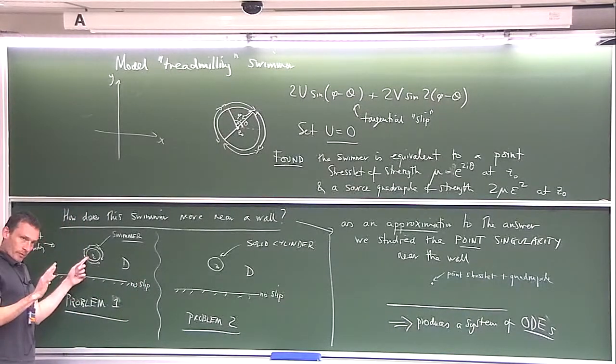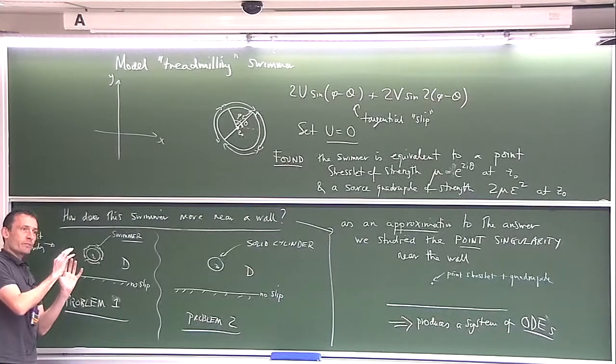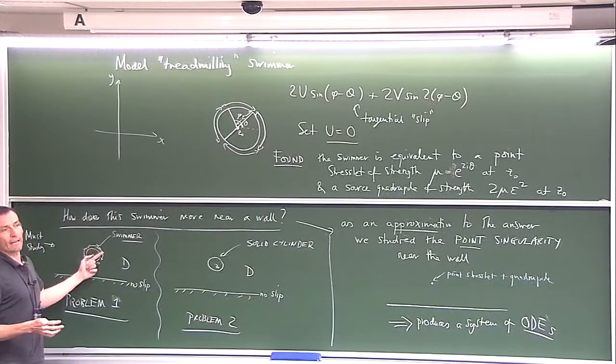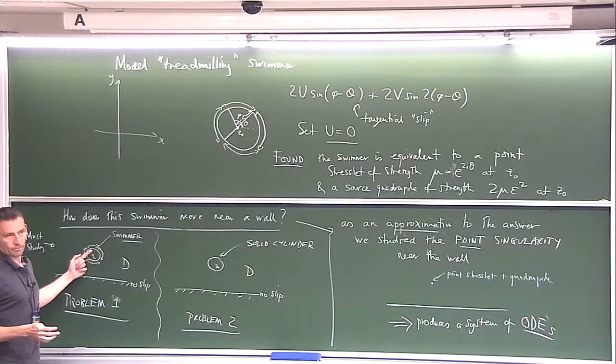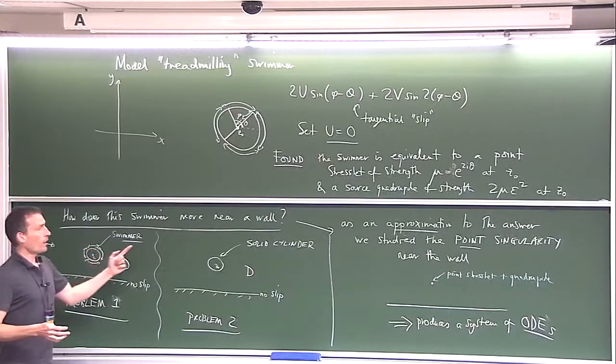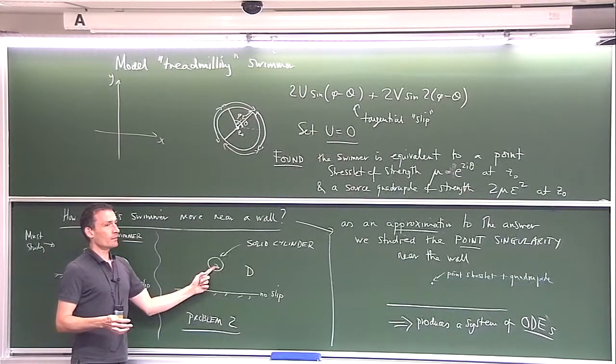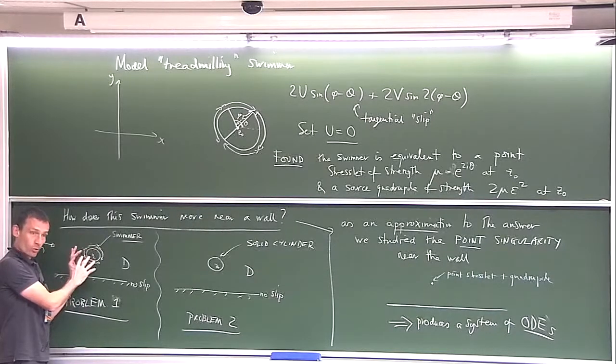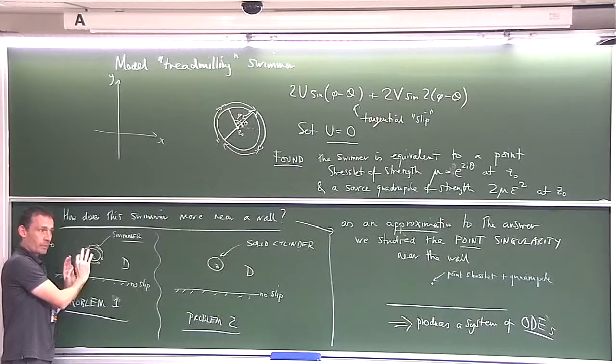But on the swimmer, it's going to be moving at some velocity and rotating at some velocity, and it will also have the treadmilling action. And of course, there'll be no force and no torque. Those two conditions will determine the speed and velocity of the swimmer.